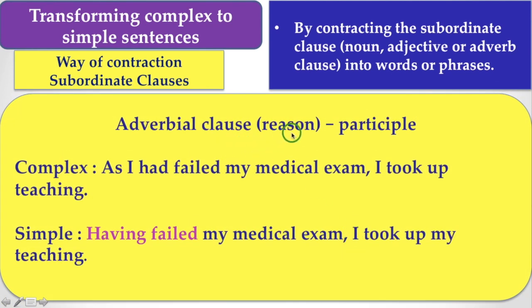Next, an adverbial clause referring to the reason. There also you have to use a participle. For example, as I had failed my medical exam, I took up teaching. Here, this is an adverbial clause of reason. While you use this complex sentence, there is an adverbial clause that states the reason for something. In that case, you have to use a participle also. Having failed my medical exam, I took up teaching. Here you have to use this participle.